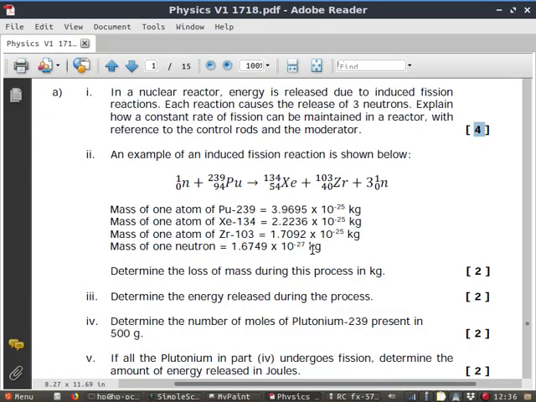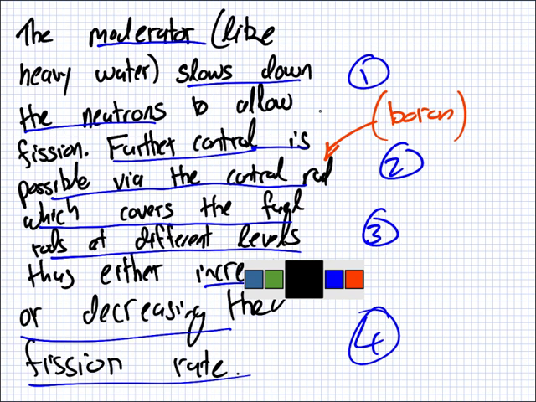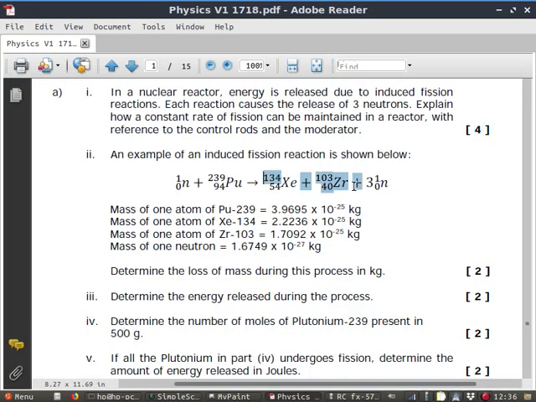What is the mass that's lost? Okay, so it's the reactant minus the product. No, wait, this is the reactant. This is the product. I'm confused. The left side is the reactant. Reactant minus product, yes. So you have this answer? Yes. What did you get? 3.202 times 10 to the minus 28.